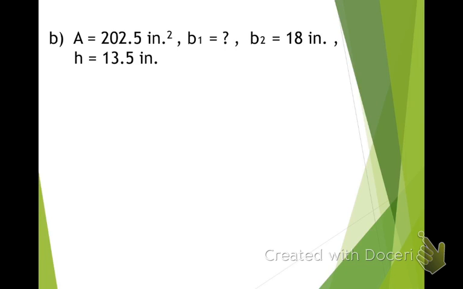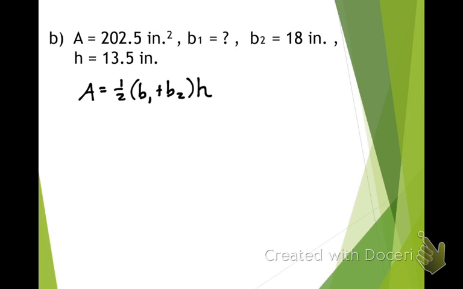Problem B is still the same exact instructions as problem A. The only difference is now we're looking for base 1 instead of what we were looking for before. Okay, so let's start with the formula. Everybody say it together with me. What's our formula? A equals 1/2 times base 1 plus base 2 times height.